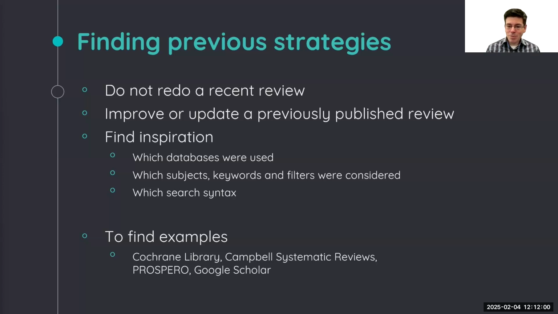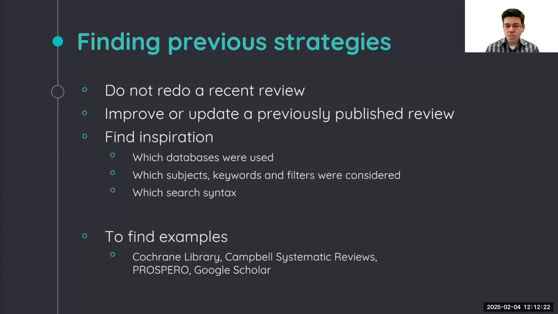So finding these examples can be tricky. There are some places where you can look. If the topic has anything to do with health or medicine, the Cochrane Library is really your go-to. This is sort of the gold standard in how systematic reviews are reported. And oftentimes, as an appendix, you'll find the full search strategies for all the databases. And so that's a great place to start.